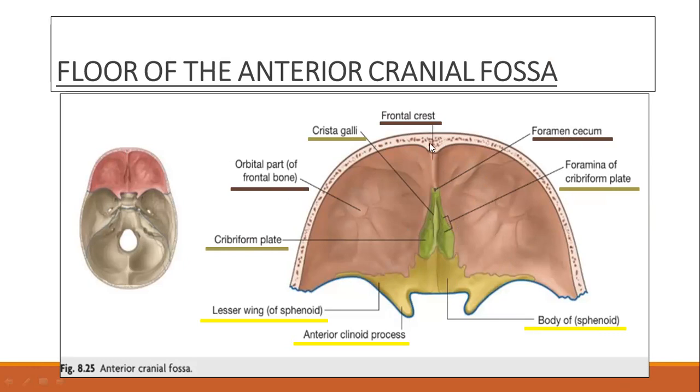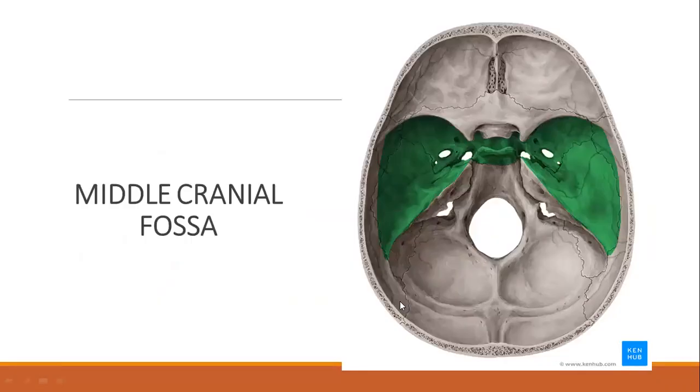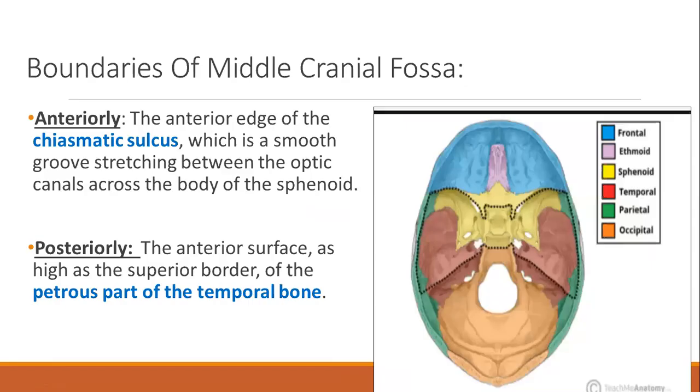Then we have the frontal crest. This is the crista galli, and this is the orbital part of the frontal bone, the cribriform plate. This is the lesser wing, the anterior clinoid process. Middle cranial fossa. Okay, so this middle part is the middle cranial fossa, as the name says.